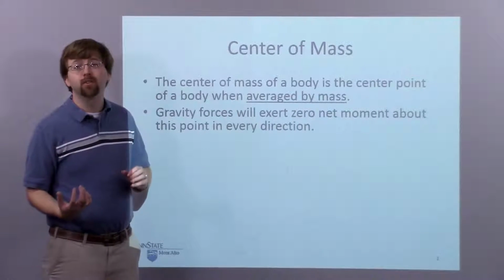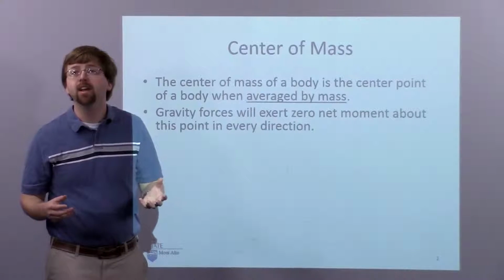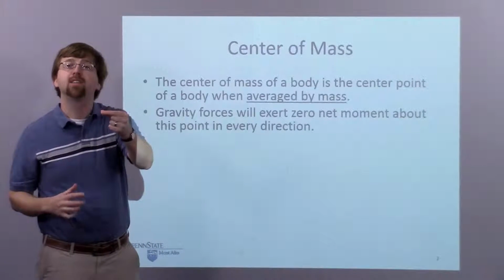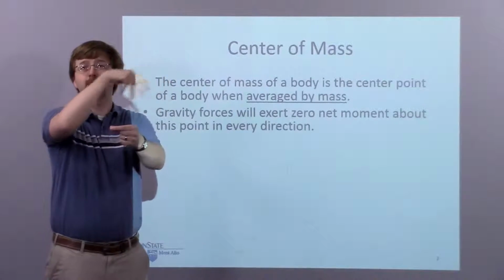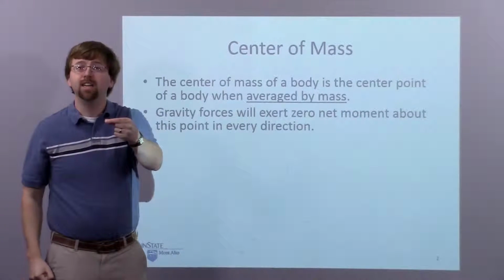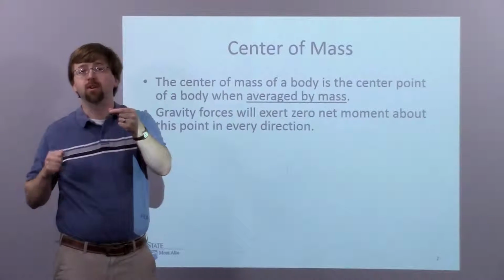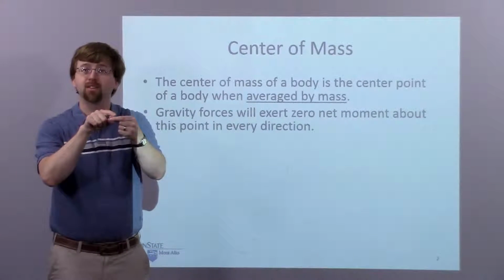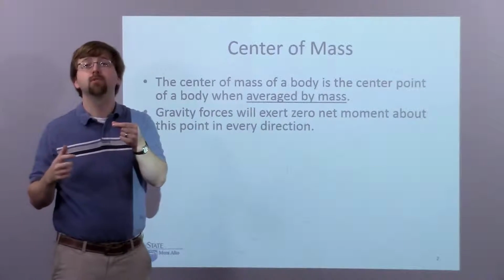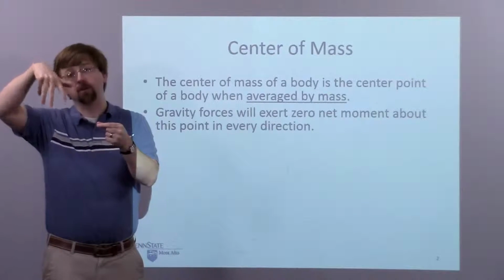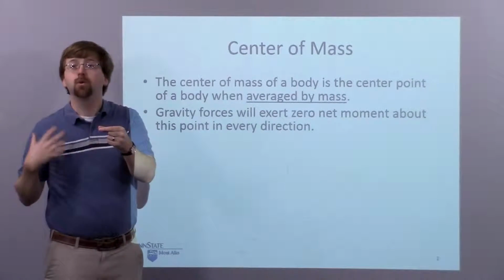So if I imagine a body, some miscellaneous body, holding it by the center of mass, gravity is a distributed force, which means it's pulling down on every little piece of that body. Each of those forces on the pieces is going to be exerting a moment about the center point. So at the center of mass, all of those moments are going to cancel out. The gravity forces on the right and the gravity forces on the left are going to cancel each other out.